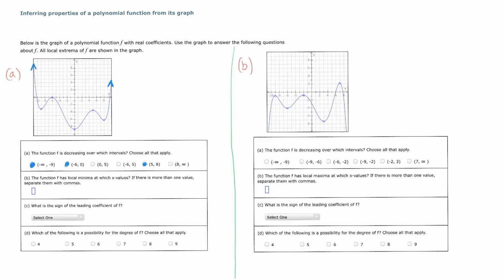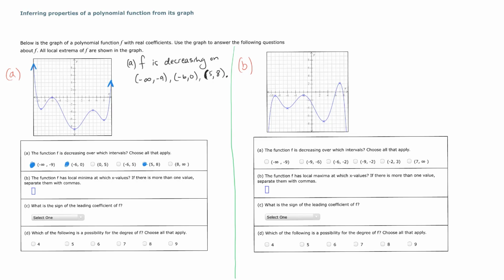So for part A, I'm actually going to write this in a complete sentence. Part A of A, f is decreasing on the following intervals, and we can simply list them. Negative infinity to negative 9, negative 6 to 0, and then not negative 5, just positive 5 to 8.